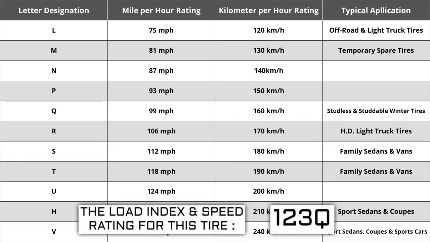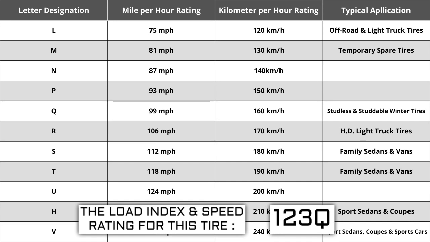Alphabetically, the speed rating increases as the letters advance from A to Z, except for the letter H, which we'll explain in a minute. The most common speed ratings range from L, 75 miles per hour, to W, 168 miles per hour. High-performance racing tires speed rated 168 miles per hour or higher are marked ZR.